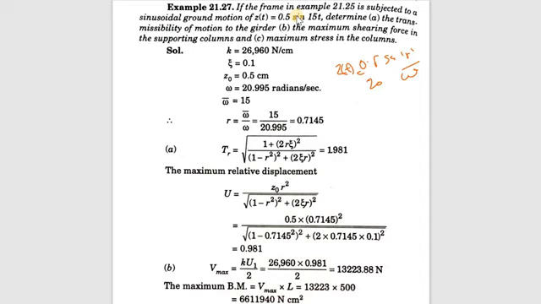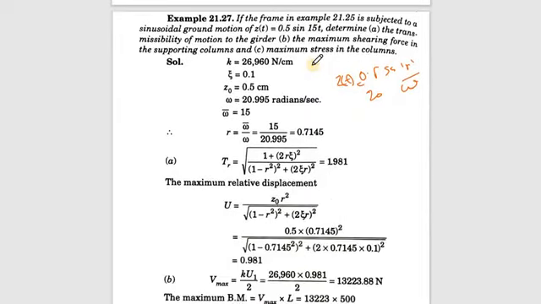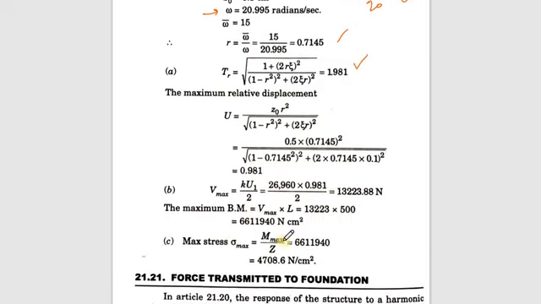Here you can see the frame. The k is given in the question, k is 26 something. Then from that you can find omega, which will also be given in the question. Omega dash is equal to 15. So R is equal to omega dash by omega, so we can find R. From that I can find the transmissibility ratio. After that we can find the stresses and all.